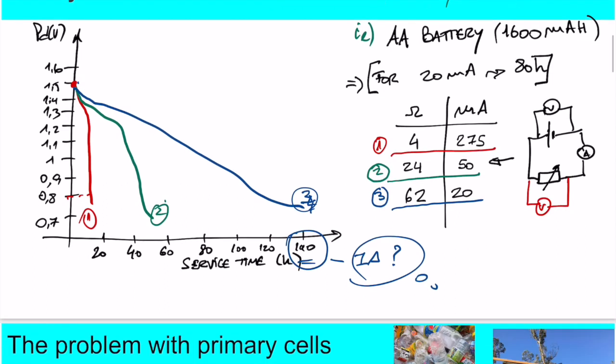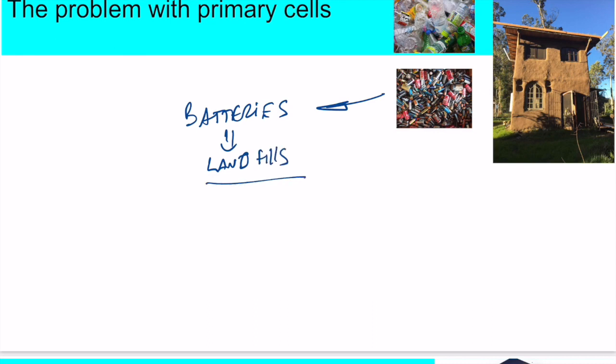So that's primary cells. Primary cells have many problems. They die hard, and we need to throw them away. So we have this problem here: batteries that need to be thrown away, and these batteries are really pollutant. They end up in landfills. And the problem is that they contain some toxic materials. They're very toxic. They have acids, they have heavy metals.